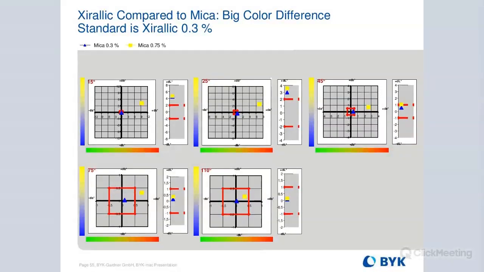So you can see where at the 15, it's most greatly impacted, taking it out in the positive A direction 9 units, and in the positive B direction about 6 units or so. And then a similar pattern for 25 and 45, and least affected would be your flop angles, where you're not going to see the effect of that mica on the flop angles.